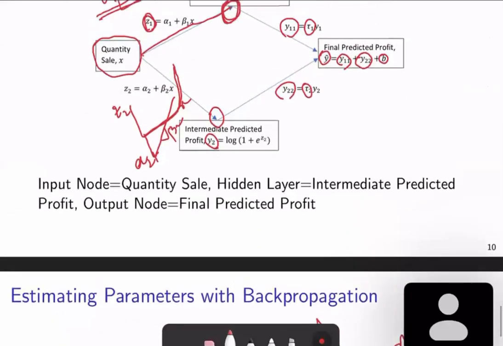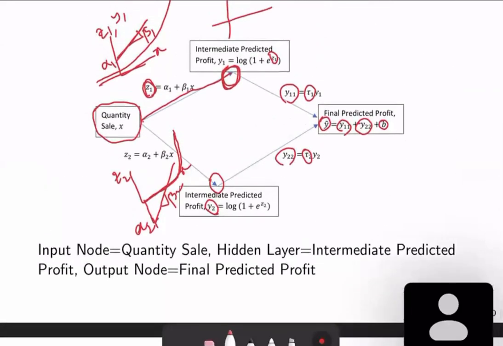Now the issue is, if you have more inputs, like profit depending not only on quantity sale, maybe other factors are also part of the issue: company type, location of the company. So there are many other factors influencing the profit. In that case, there can be more input nodes, another input node. More input nodes mean more hidden layers, but the final layer will be one. So the input layer can have many nodes, and accordingly, the hidden layer can also have many.